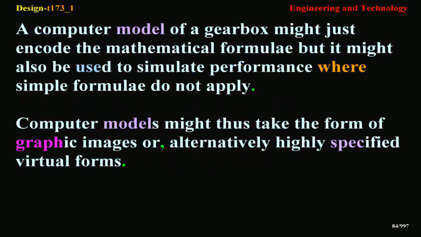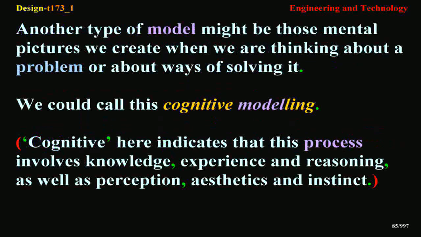Computer models might thus take the form of graphic images or, alternatively, highly specified virtual forms. Another type of model might be those mental pictures we create when we are thinking about a problem or about ways of solving it. We can call this cognitive modeling. Cognitive here indicates that this process involves knowledge, experience and reasoning, as well as perception, aesthetics and instinct.